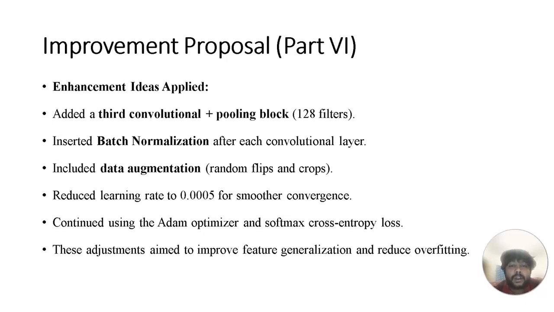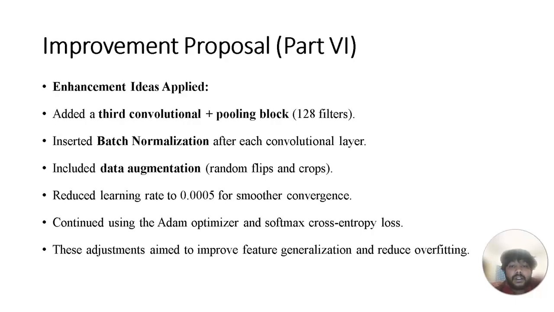Third, I included data augmentation with random horizontal flips and random cropping of images, so that the network becomes more robust. It learns to recognize an object even when its position or orientation changes slightly, moderately or highly, which makes the recognition of an object robust.